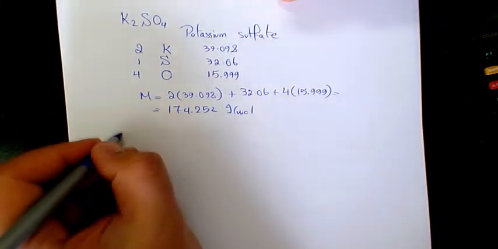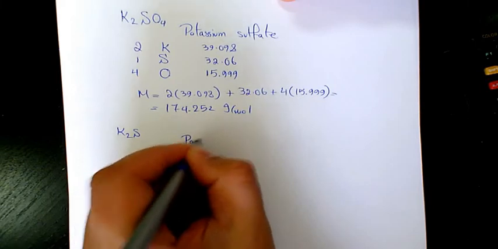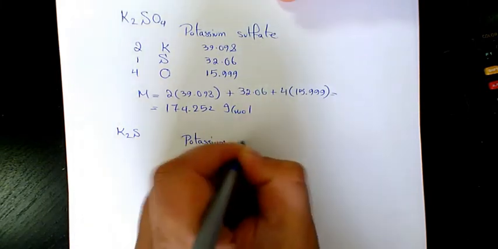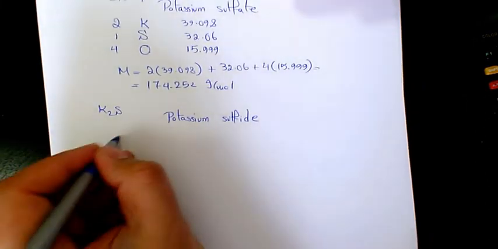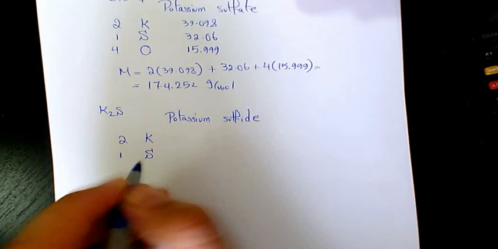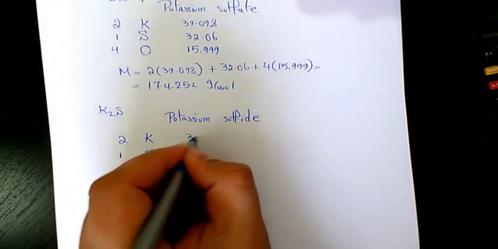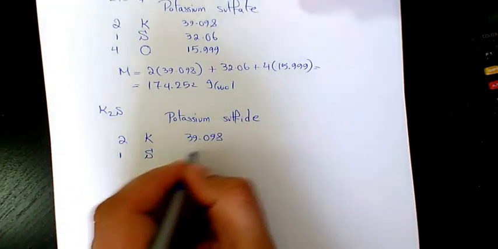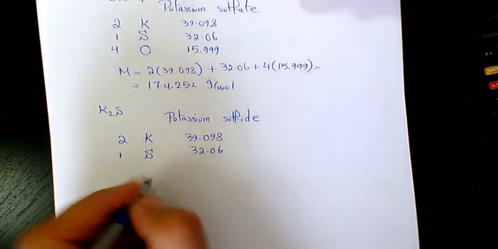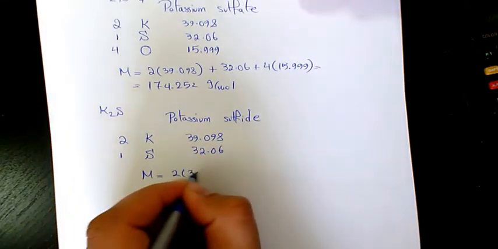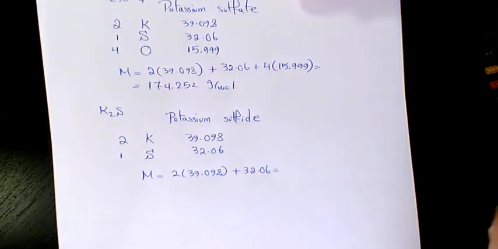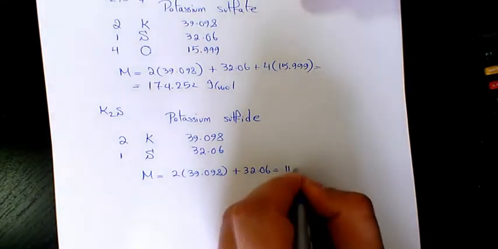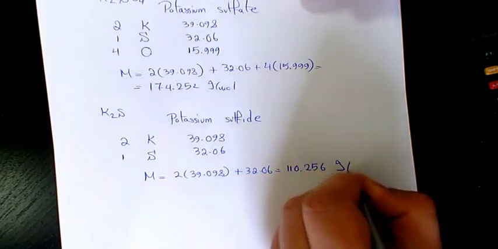Next one is K2S. It's going to be potassium sulfide. We have 2 atoms of potassium and 1 atom of sulfur. Potassium is 39.098, sulfur is 32.06, so the molar mass is 2 times 39.098 plus 32.06. So 110.256 grams per mole.